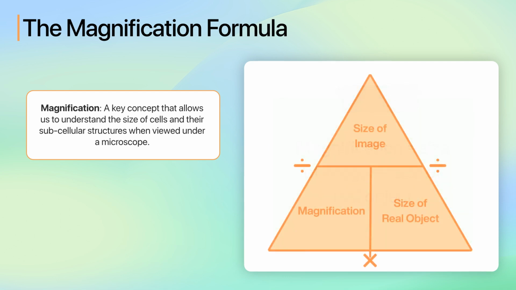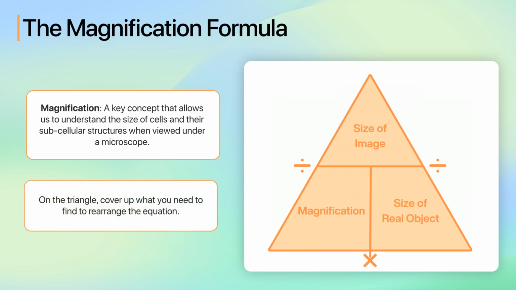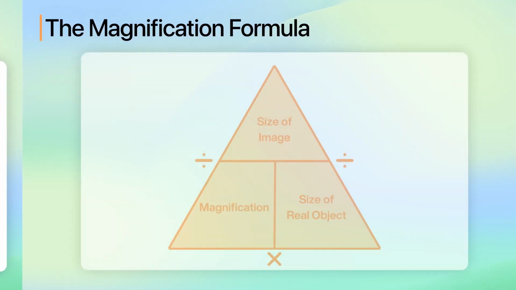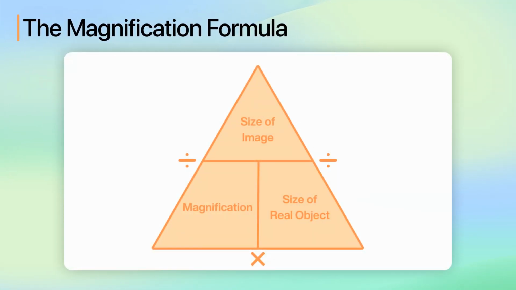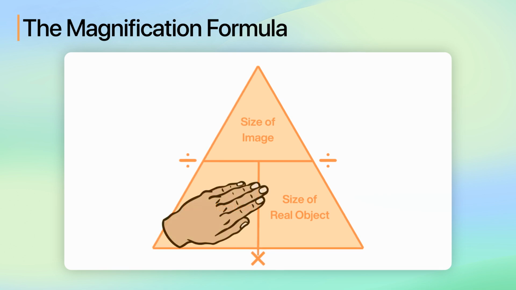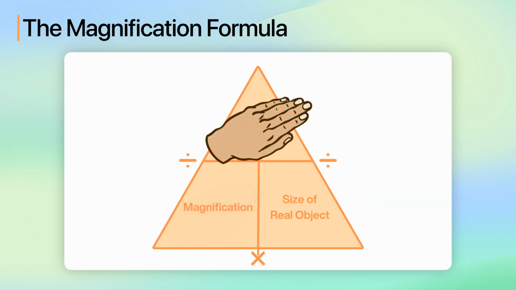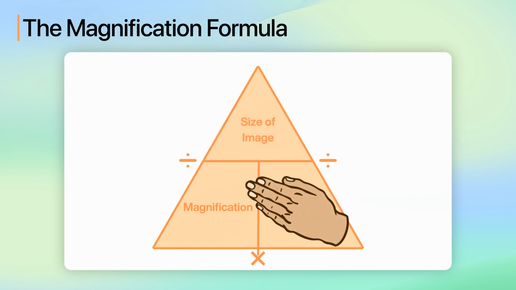You may find it helpful to visualize the relationships between the three variables by using a triangle. This helps us to recall how to rearrange the formula depending on which data value is left for you to find. On the triangle, cover up what you need to find to rearrange the equation. This will give you the following three equations. The magnification is equal to the size of the image divided by the actual size of the object. The image size is equal to the magnification multiplied by the actual size. And finally, the actual size is equal to the image size divided by the magnification.